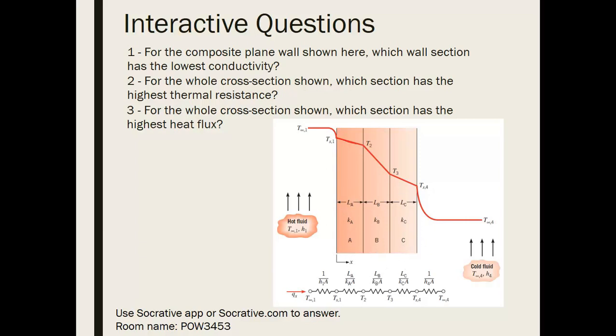As a hint here, you want to be looking at the slopes of those lines. Which section has the lowest conductivity, thermal conductivity?